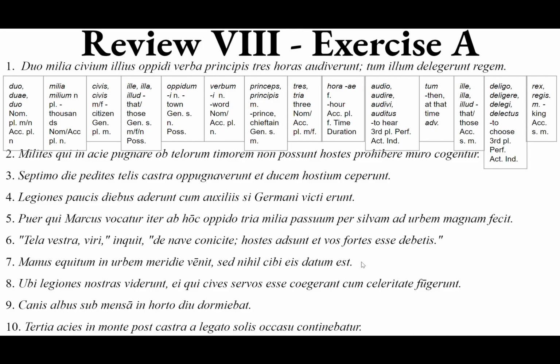Continebatur is third person singular imperfect passive indicative of contineo, continere, continui, contentus. It is cum teneo, not just teneo to hold, but to hold cum together, to bound, to hold in place, to contain. Notice it's passive. Well, that tells us that a legato is personal agent. So we have the third battle line, the subject, was being contained. Where? In the monte. On the hill. Where? Behind the camp, post castra. Oh, by whom? By the lieutenant. Okay, solis occasu, when? At the setting of the sun, at sunset. The third battle line was being restrained by the lieutenant on the mountain behind the camp at sunset.